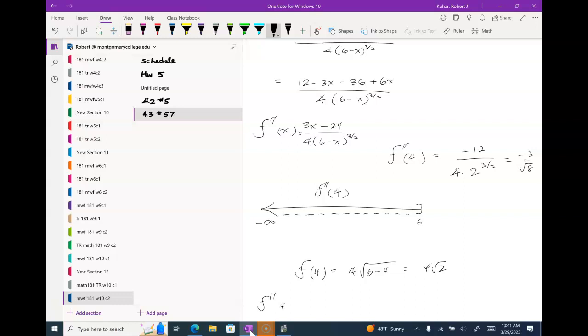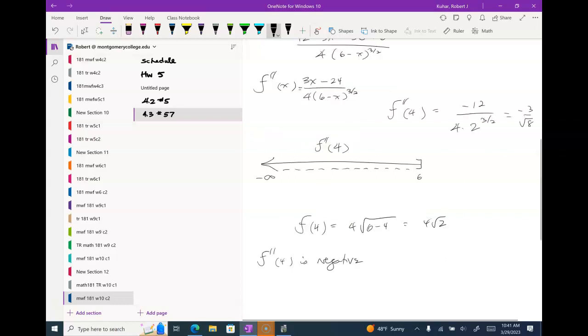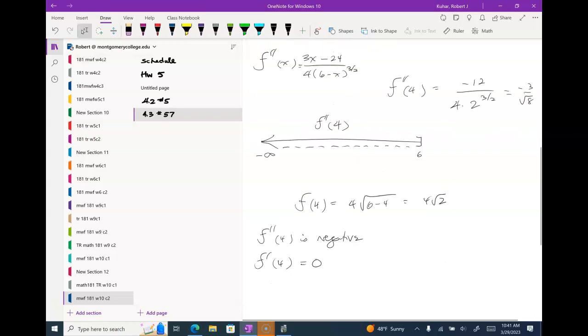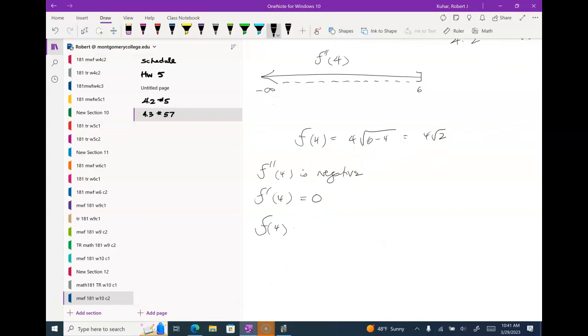F double prime of 4 is negative. F prime of 4 is 0. And f of 4 is 4 square root of 2. So 4 comma 4 square root of 2 is a local max. I didn't write the other part of the conclusion just because I'm lazy.